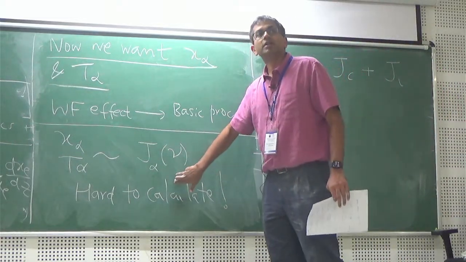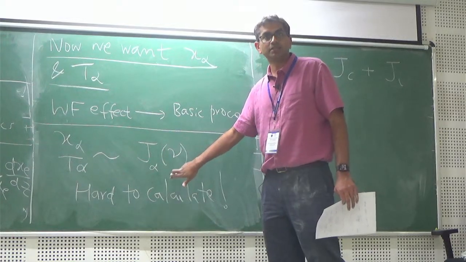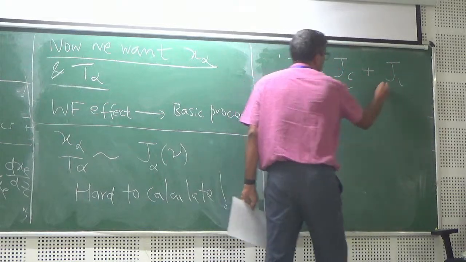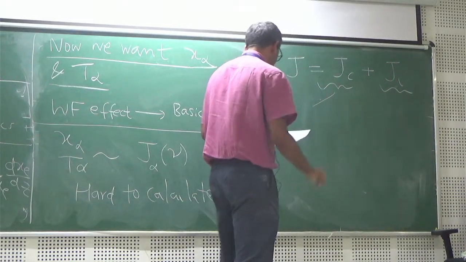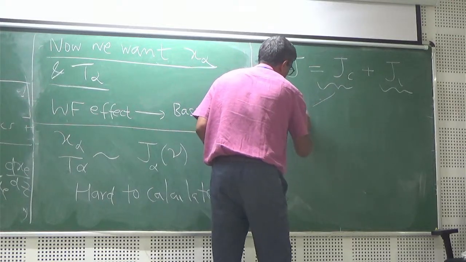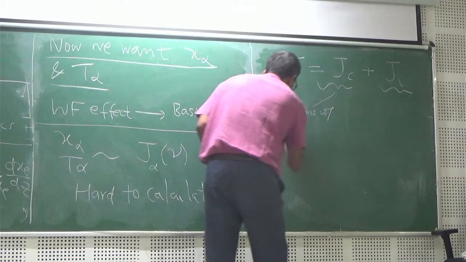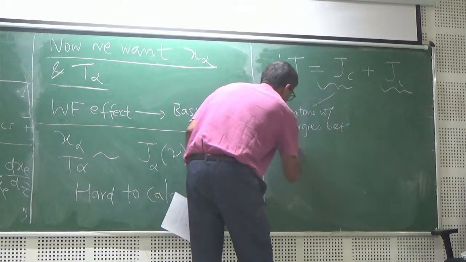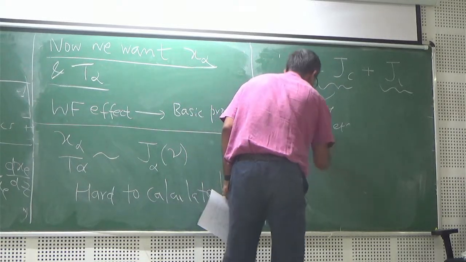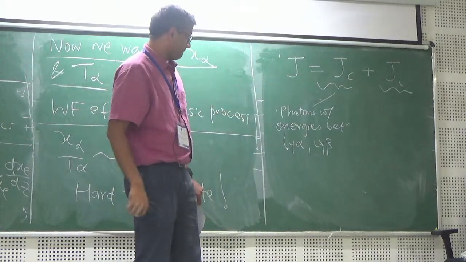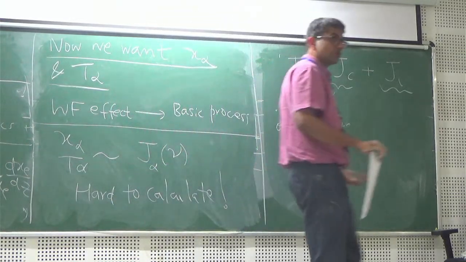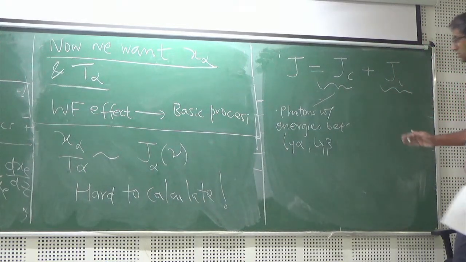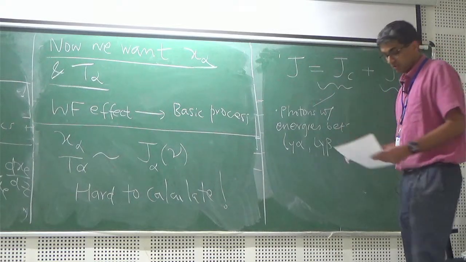We want to connect the stars and galaxies to J alpha, and we have established the relationship, and it can be easily done if we split it into these. What are these 2 terms? This term is photons with energies between Lyman alpha and Lyman beta. Not just Lyman alpha photons, not just Lyman beta photons. These are all photons between Lyman alpha and Lyman beta.